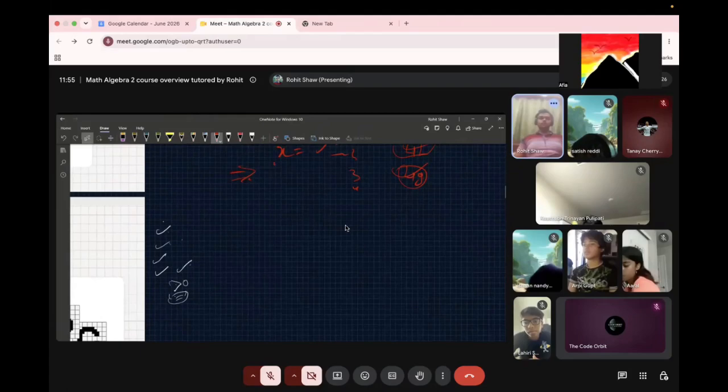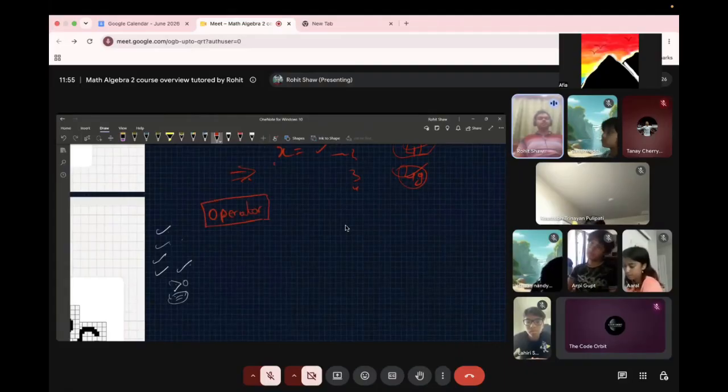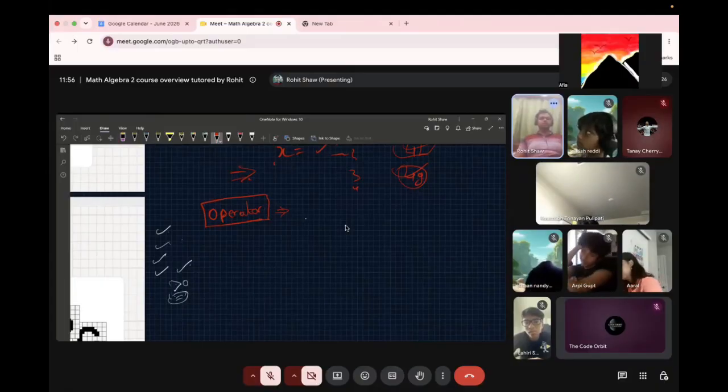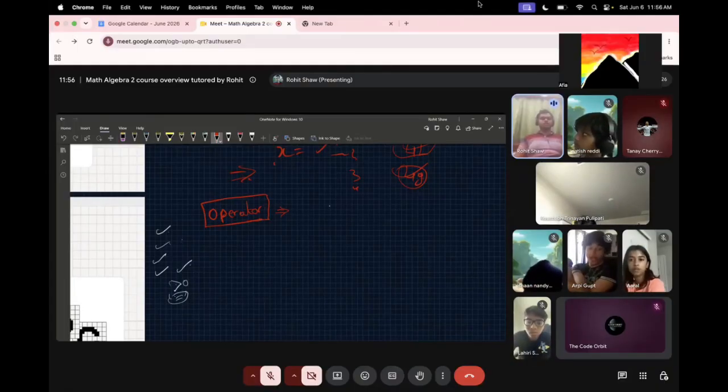So far so good. Now there are terms, and now there are operators. These are the terminologies you need to know before starting the chapters, because we will be dealing with language only. I'll say operators, exponents, terms, expressions, constants and coefficients.